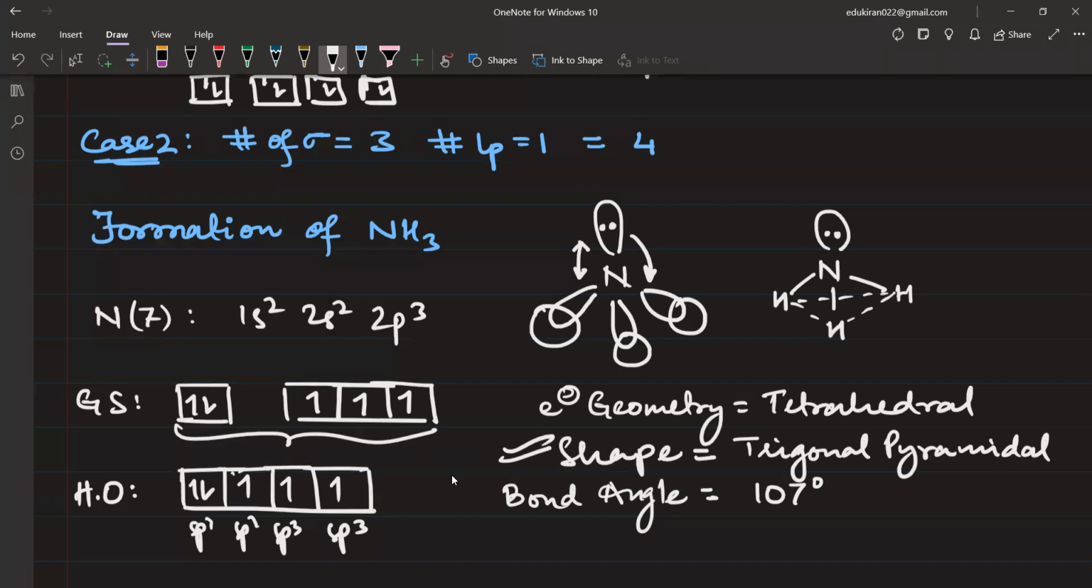107 degrees is the bond angle for NH3. Why is it happening? Because the lone pair electrons here are repelling more. Lone pair bond pair repulsion is higher and that is why the bond angle decreases.